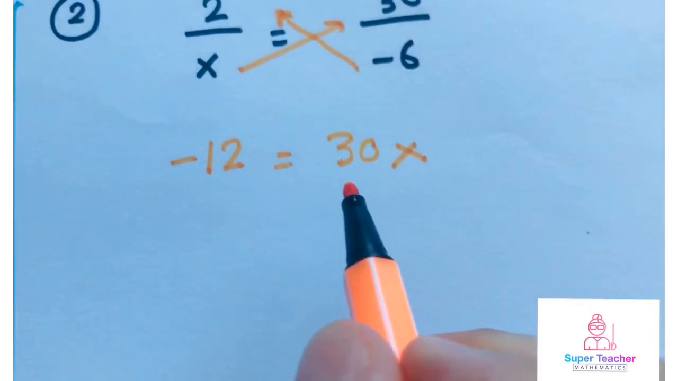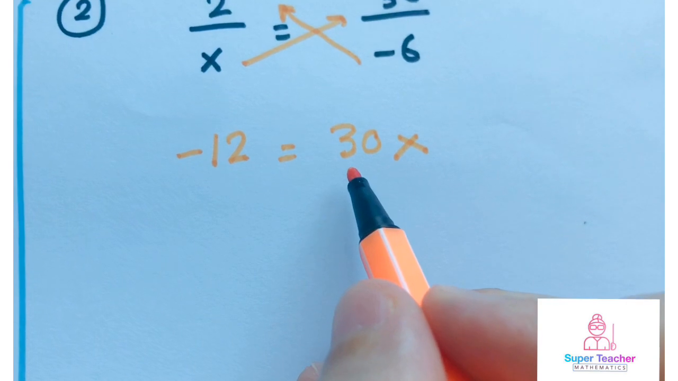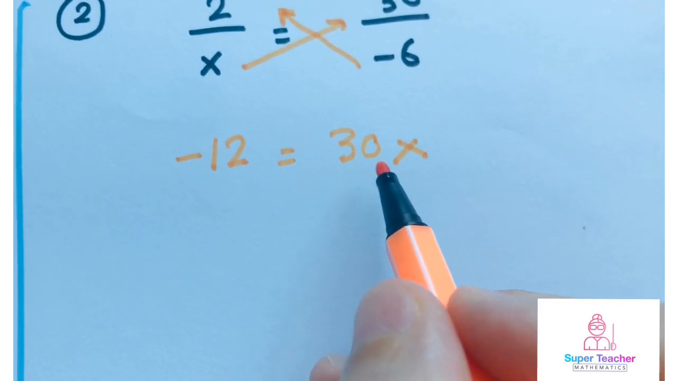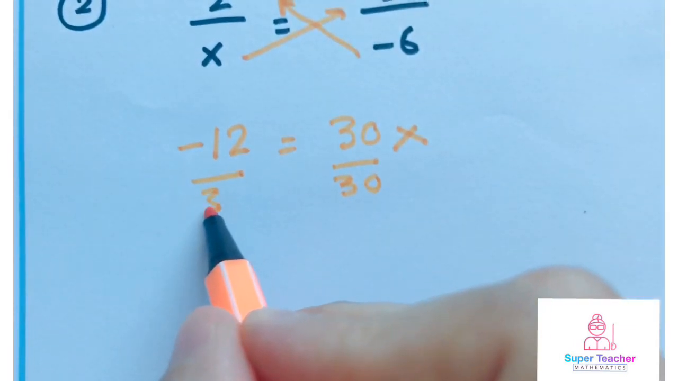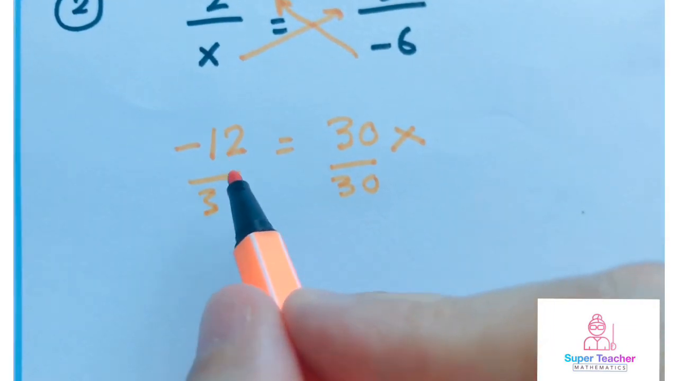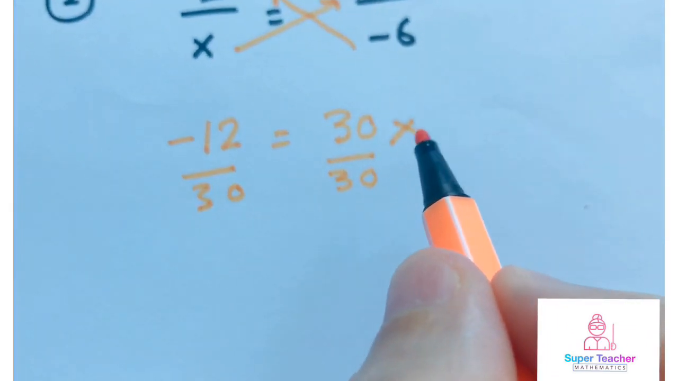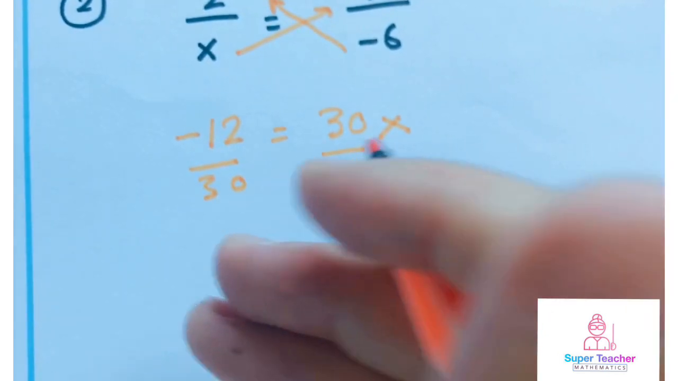Now how do we solve this one? I'm going to keep the x alone, so I will divide by 30 on both sides. Why didn't I divide by 12, by negative 12? Because I want to keep the x alone. I don't care about the other side.